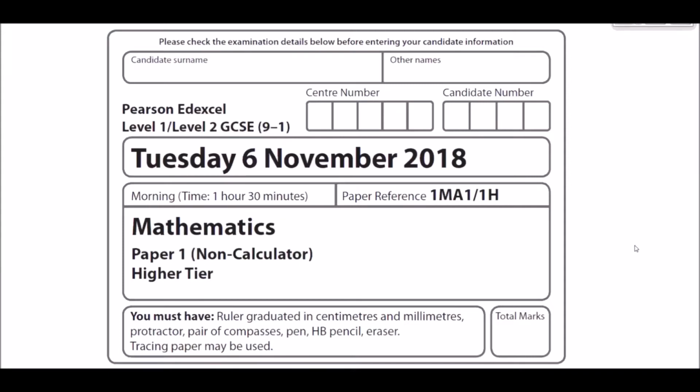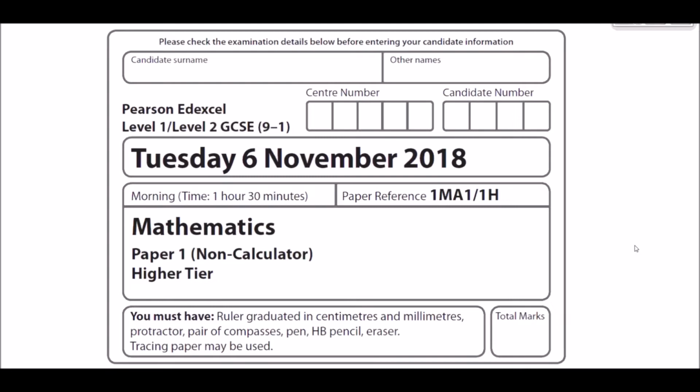Hello and welcome to a higher tier Edexcel video from November 2018. This is paper 1, the non-calculator version. So it was done about 2.5 years ago. Let's just cut to the chase. Let's have a look at all the questions, and sometimes I'll show you more than one way of doing the question. Just pick whichever way you feel works best for you.